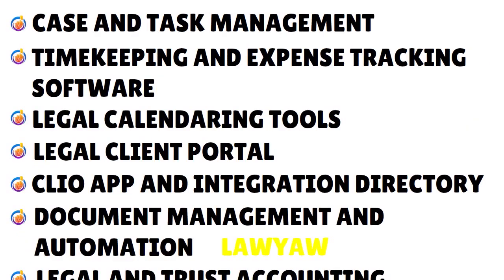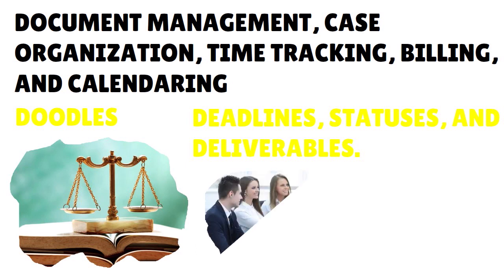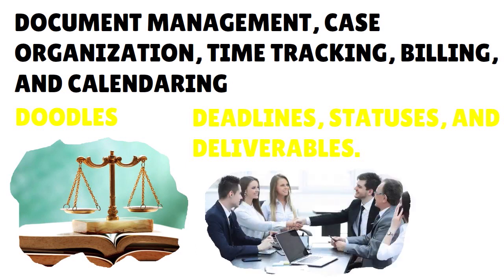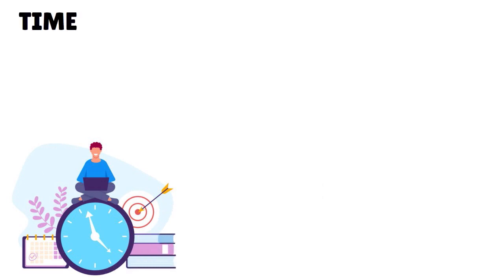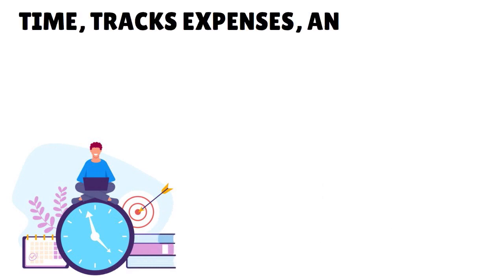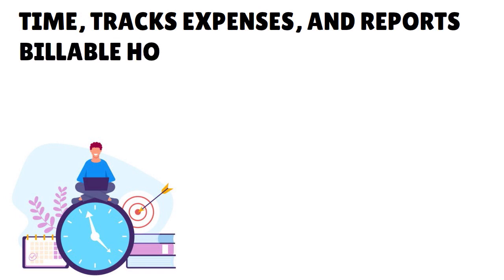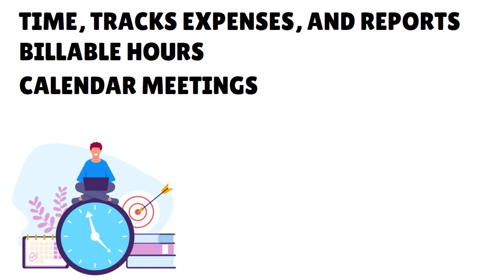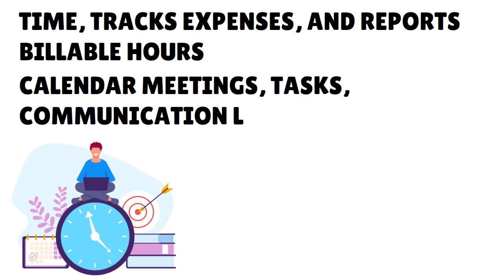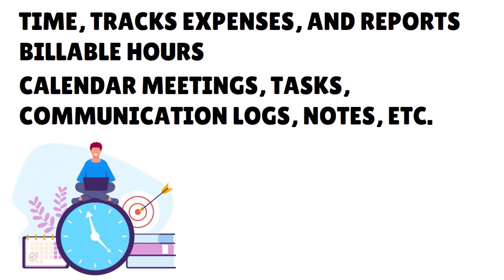And what about the timekeeping and expense tracking software? This is kind of cool, especially if you have a team, or a staff, or a practice that bills by the hour. Because Clio will offer timekeeping and expense tracking software that automatically captures time, tracks expenses, and reports billable hours. And the cool thing is you can also add time entries directly from calendar meetings, tasks, communication logs, notes, and what have you. So bottom line is you have a more organized and more efficient time plan.